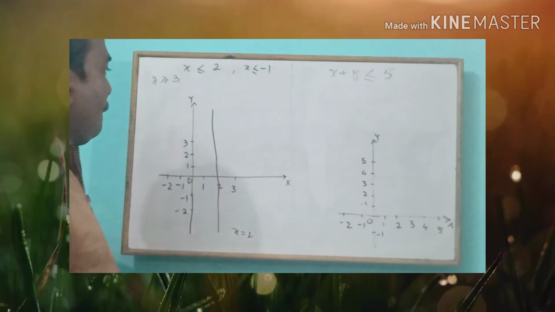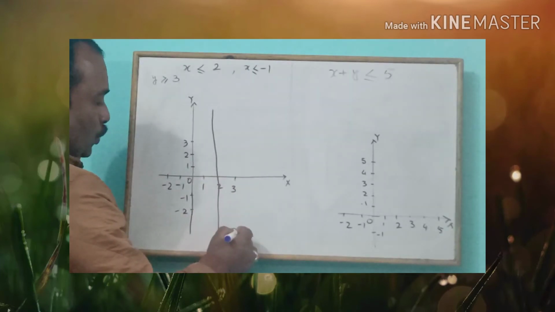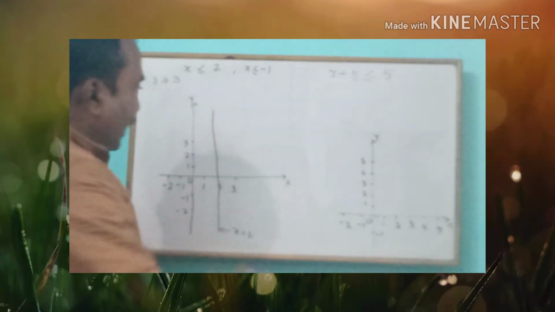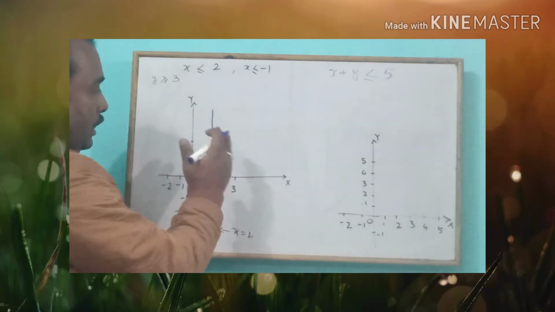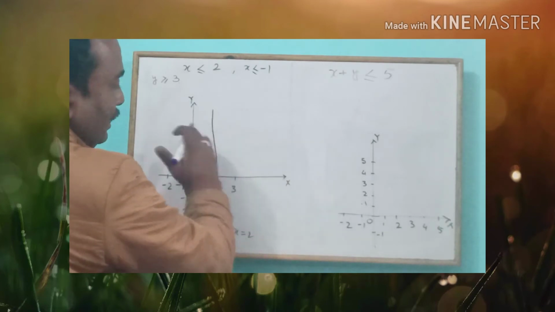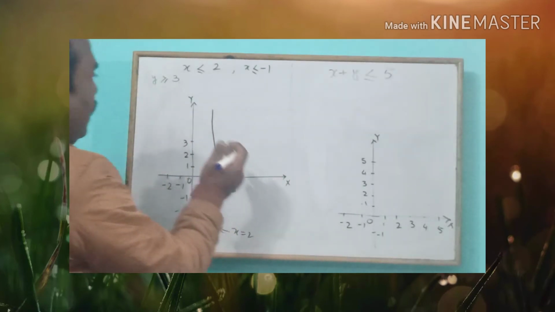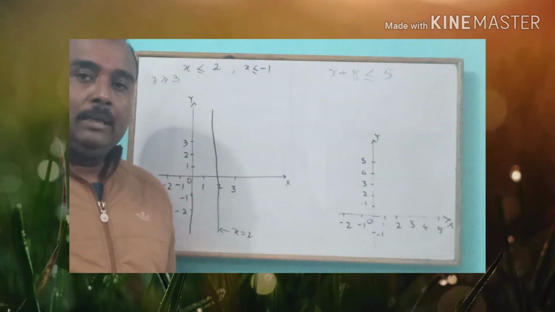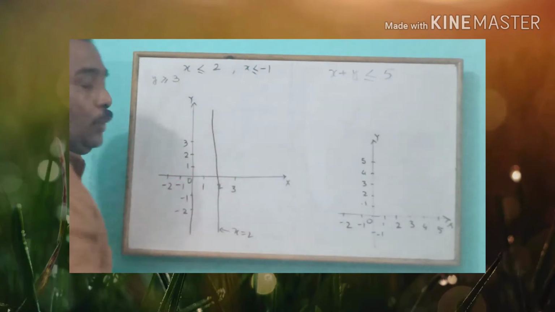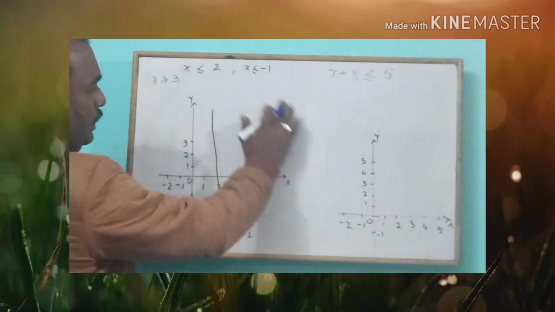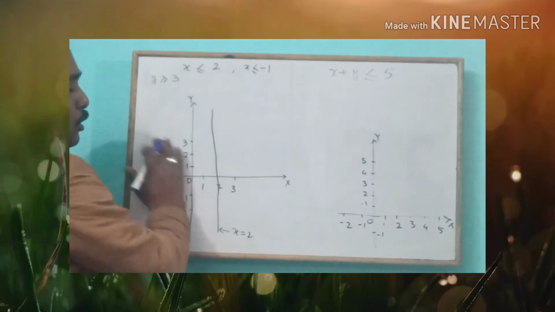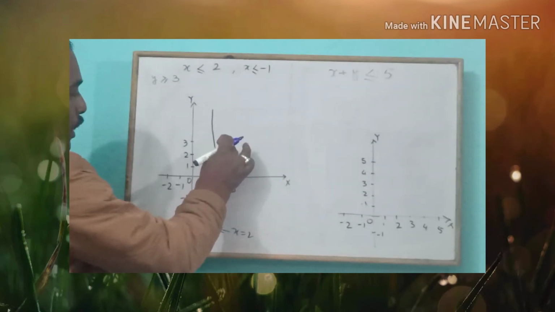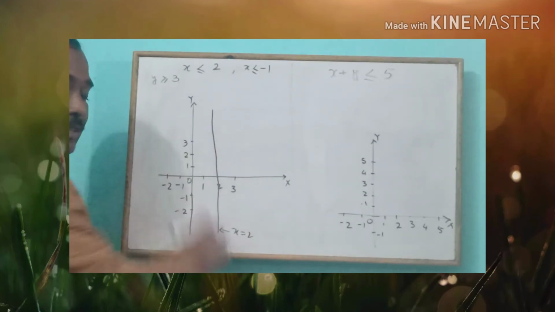Now let me tell you, when I draw this line, x is equal to 2, then that line divides the whole plane into 2 halves. This is the left half and this is the right half. Now I have to shade those parts where it satisfies this particular inequation. Now we have infinite number of points on this side of the half, left half, right half. Let us take some point, say on this side.